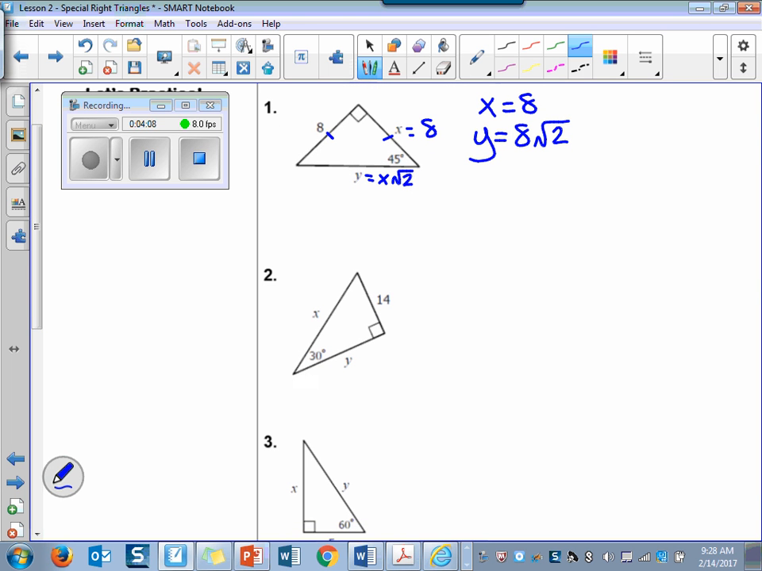For number 2, I have a 30, 60, 90 triangle. I am given 14, which is opposite the 30 degrees. That means this is my short side. So my hypotenuse is going to be twice the short side, and my long side is going to be the short side times the square root of 3. So x is 28, and y is 14 times the square root of 3.